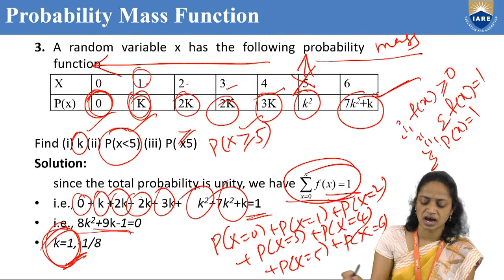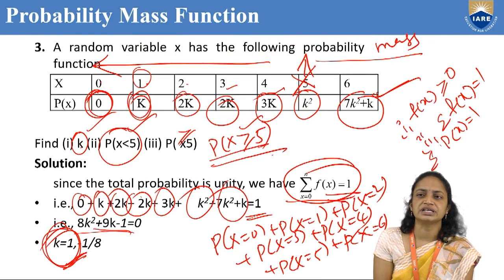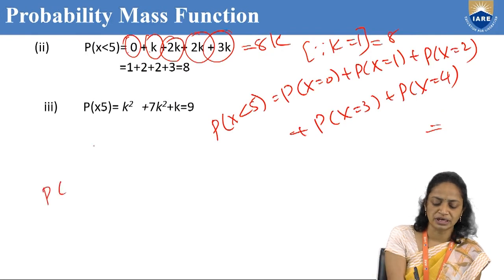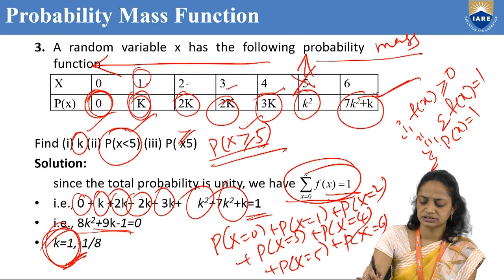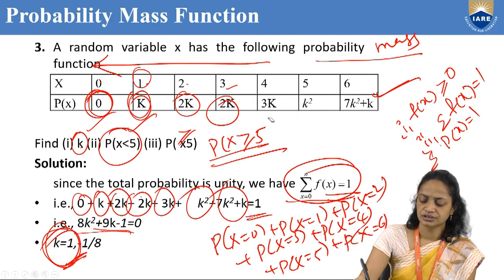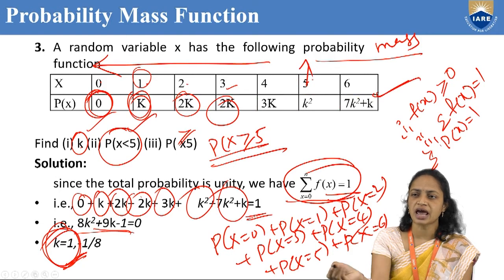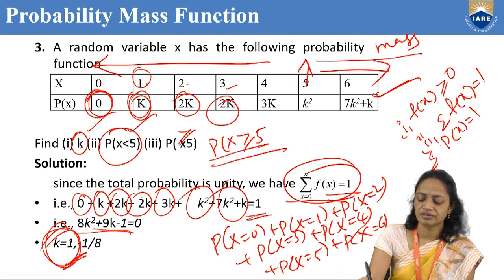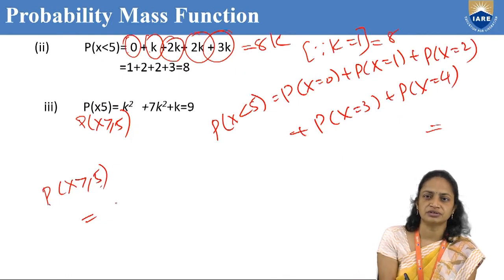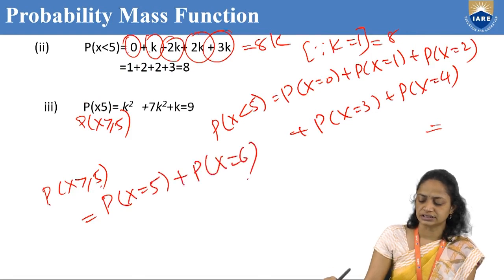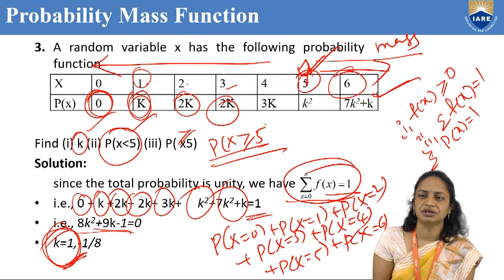So next one is, we are going to find probability of x greater than or equal to 5. Here we have 5, right? So greater than and equal to: this is the greater than value and we have to take 5 also, since equal to is there. Okay, so that's why probability of x greater than or equal to 5 means probability of x equal to 5 plus probability of x equal to 6.